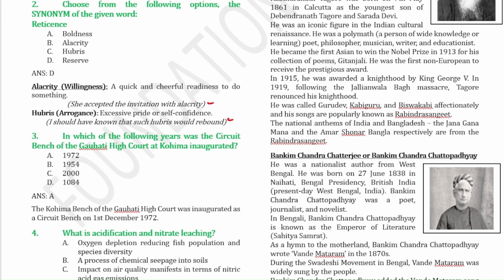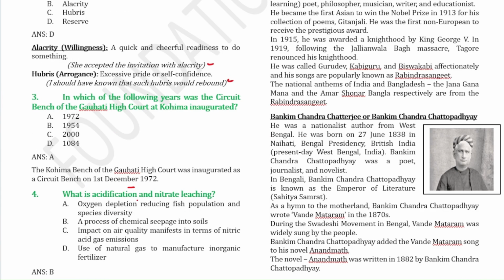So you can go through the sentence that is given here. Question number 3, in which of the following years was the circuit bench of the Guwahati High Court at Kohima inaugurated? It was inaugurated in the year 1972 on 1st December. Question number 4, what is acidification and nitrate leaching? It is a process of chemical seepage into the soil.